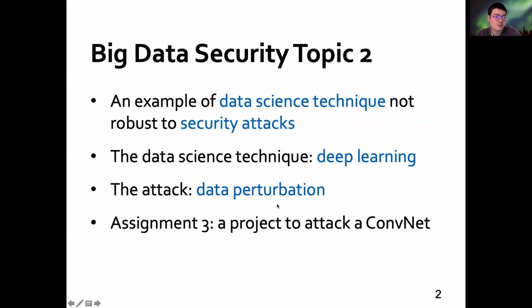Basically, for the image, we add some small noise, and actually the classifier will totally misclassify this image. So this is associated with the assignment. We'll have a project to attack a ConvNet.